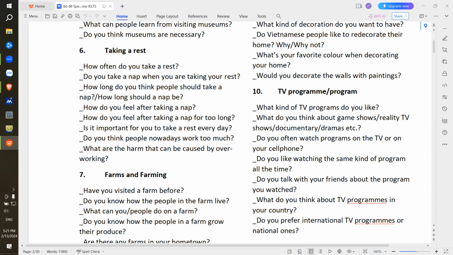So, how long do you think people should take a nap? I think 30 minutes is okay, or a maximum of 1 hour. Yes, however it depends, because if you take a nap for too long, you feel more tired, I think. Yeah, exactly. To recover again, to restart your working again.